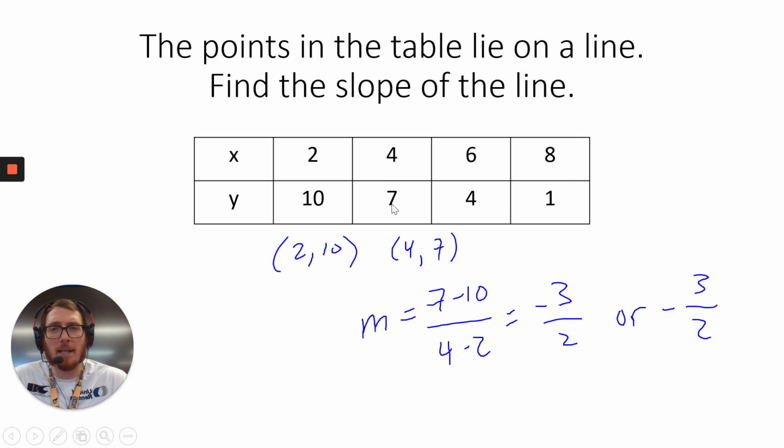Another way that you could go about this question is the change in y is going down 3 every time, so that would be -3. And the x value is going up 2, so that would be +2. Either way, I should get a negative slope of -3 over 2.